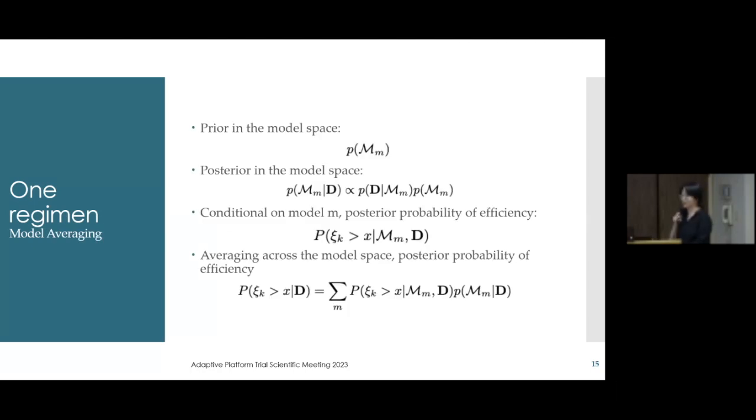Here, I want to introduce the model averaging logic under the Bayesian framework. We can assign our prior belief in a model space. And after seeing the data, this prior could be updated, which is the posterior in a model space. So each of these models will return a posterior probability of efficacy. And our final estimation of this posterior probability will be a weighted average of all these models.